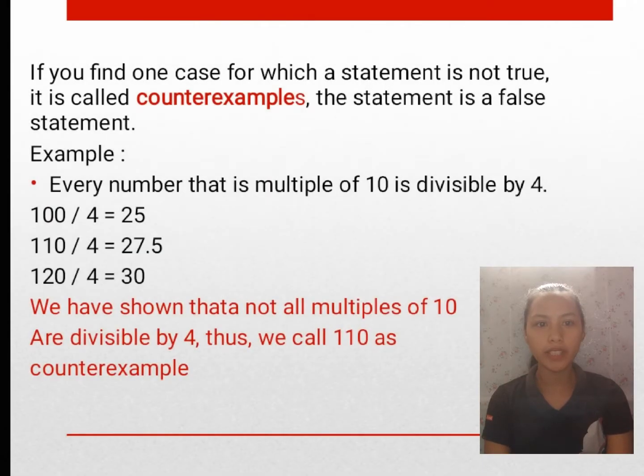Understand? If you find one case for which a statement is not true, it is called a counterexample. The statement is a false statement. So for example, every number that is a multiple of 10 is divisible by 4. So is it true? Let's prove it then. 100 divided by 4 is equal to 25. 110 divided by 4 is equal to 27.5. 120 divided by 4 is equal to 30. We have shown that not all multiples of 10 are divisible by 4. We call 110 our counterexample.